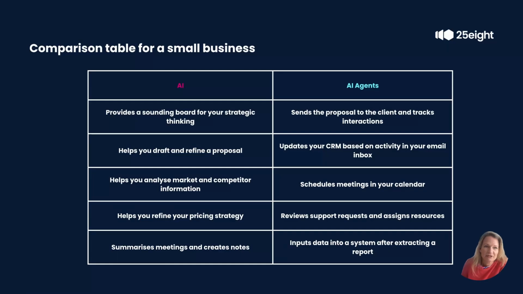The AI chatbot can help you draft and refine a proposal. The AI agent updates your CRM based on activity in your email inbox. The chatbot helps you analyze market and competitor information. The agent schedules meetings in your calendar. The chatbot helps you refine your pricing strategy. The agent reviews support requests and assigns resources. The chatbot summarizes meetings and creates notes, and the agent inputs data into a system after extracting a report.